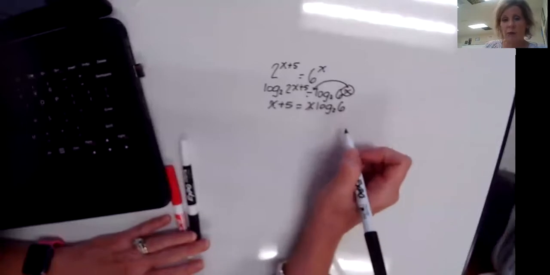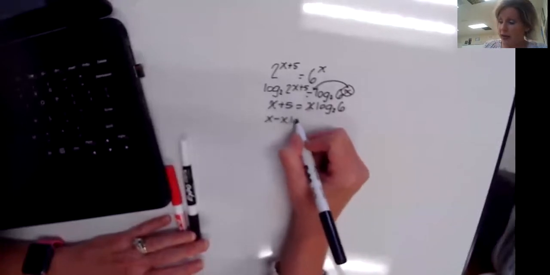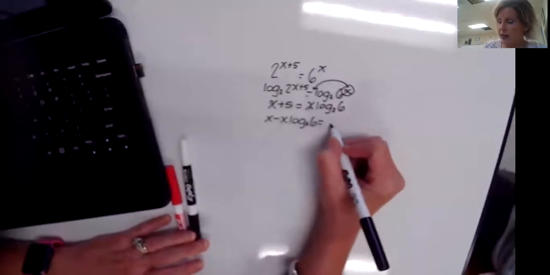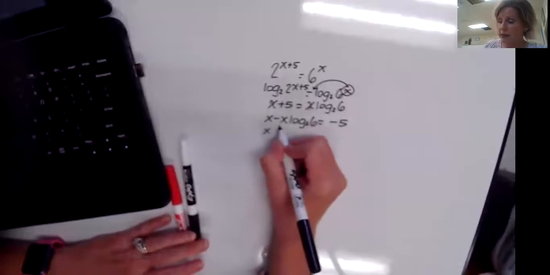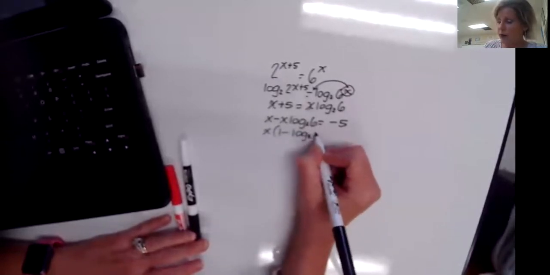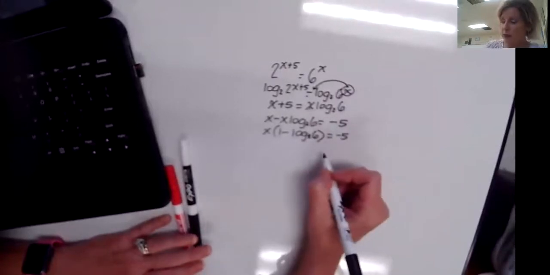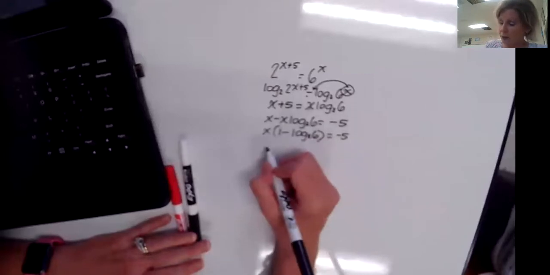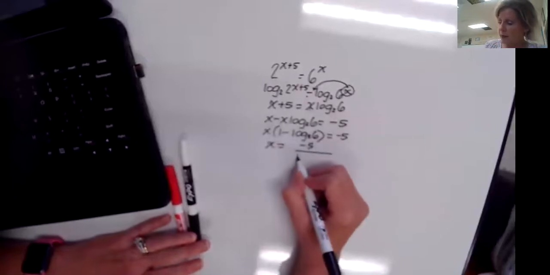Now, x times log base 2 of 6 is just a number. So I need to group my x terms on the same side and my non-x terms on the opposite side. If I want to solve for x, I've got to isolate a single x. So you factor it out as if x is a GCF. It is a GCF here, but even if it weren't the only common factor, you would still factor it out alone. Then I'm going to simply say, let me divide.